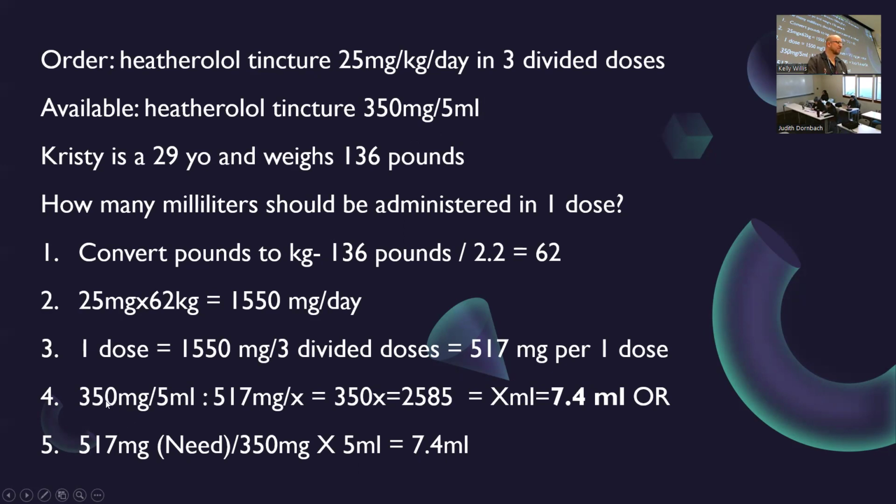So I have 350 milligrams per 5 mLs. So that's what's available. And it's a ratio. So then I'll do the 517 milligrams for 1 dose times X milliliters, and then cross multiply and then come up with the same answer. So whatever happens to be easier for you.